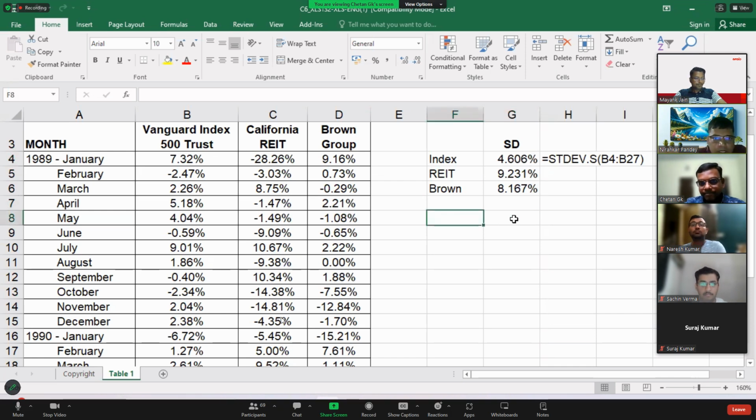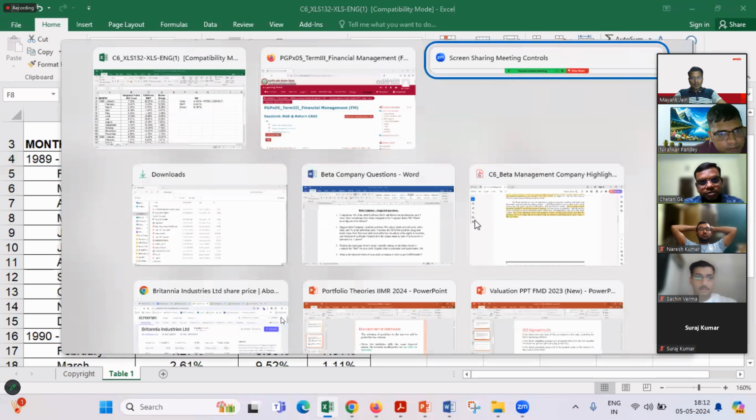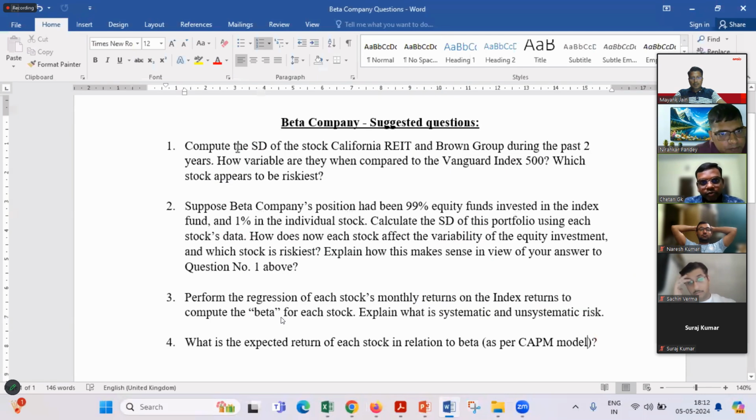Yes, sir. But sir, just for the information point of view, why are we calculating the standard deviation? So you can just go through this. Compute the standard deviation of the stock REIT and Brown group during the past 2 years. What the standard deviation tells us is the variability of the returns. In other words, the higher the standard deviation, the higher the risk. It is going to measure the risk.